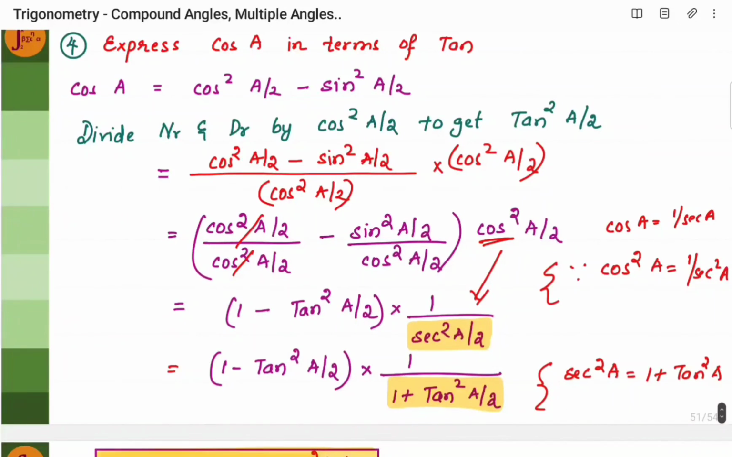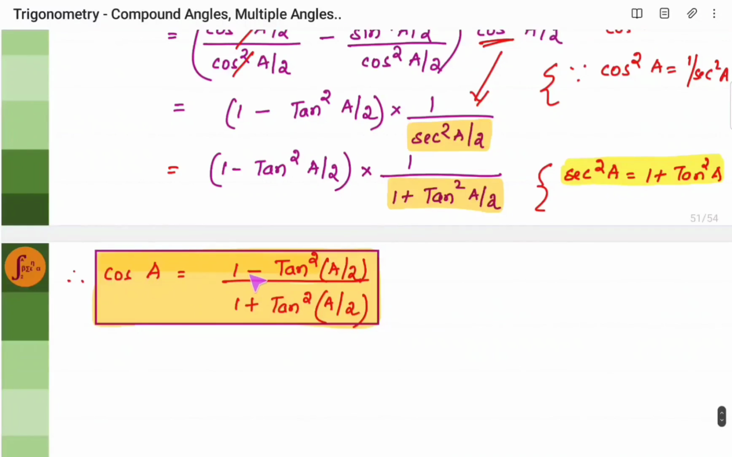Then we'll use this formula which we used earlier also. Right? We used this formula earlier also. Secant square a is 1 plus tan square a. So I'll put that. Instead of secant square, I'll put 1 plus tan square a by 2. That's it. That's the formula. So cos a is 1 minus tan square a by 2 by 1 plus tan square a by 2.